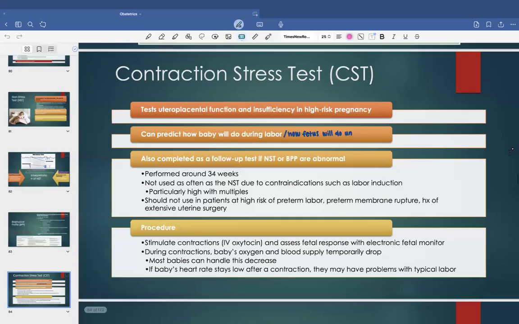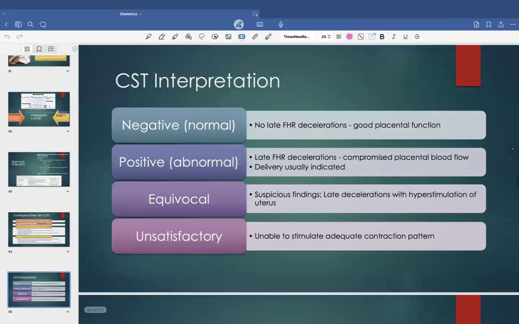How do we interpret? Negative is what you want. You want a negative CST, where there are no late fetal heart rate decelerations. That means there's good placental function, and the baby should tolerate labor well. There's also a positive finding, which is the abnormal component. If there are late fetal heart rate decelerations, that could indicate compromised placental blood flow, and delivery is usually indicated.